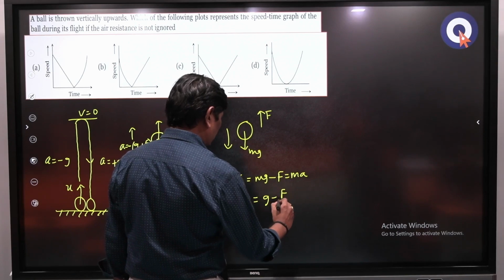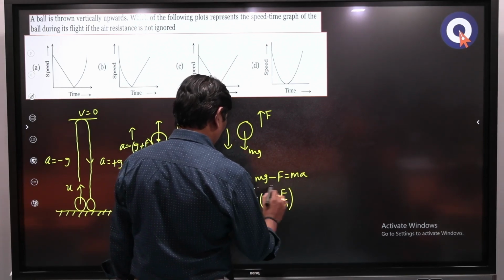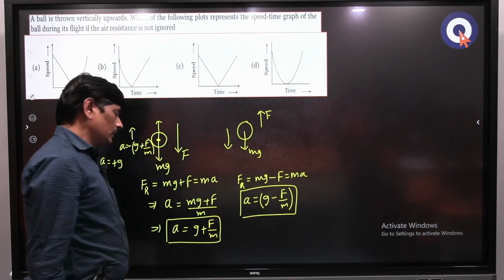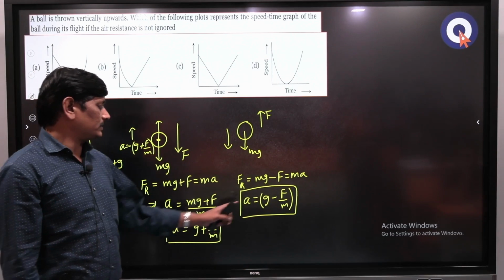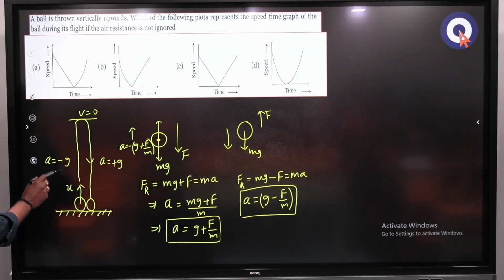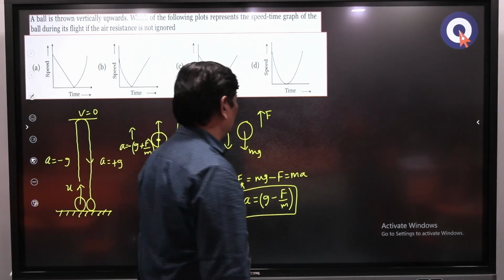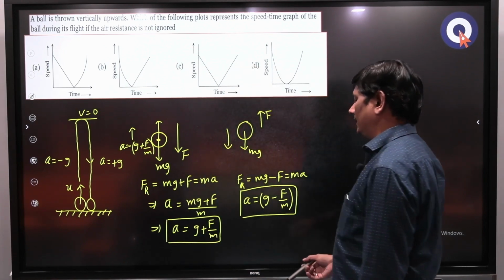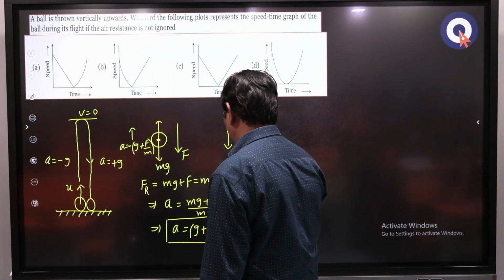G minus F divided by M. So this is important. While going upwards, it is G plus F by M. While going downwards, it is G minus F by M. So acceleration is not the same in the presence of air resistance. In the absence of air resistance, the acceleration value is the same. But with air resistance, the acceleration value changes: G plus F by M and G minus F by M.